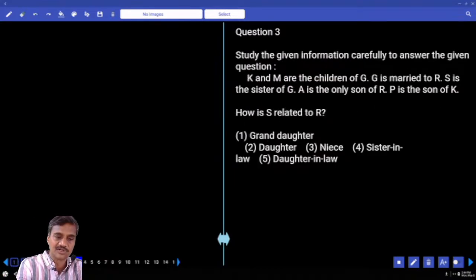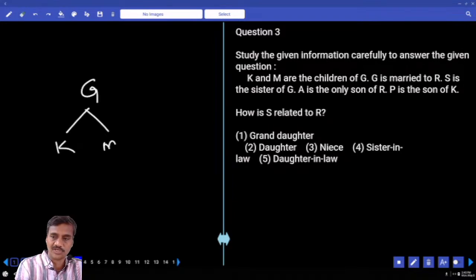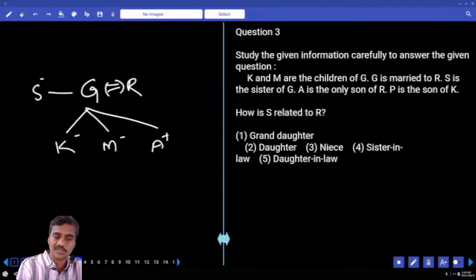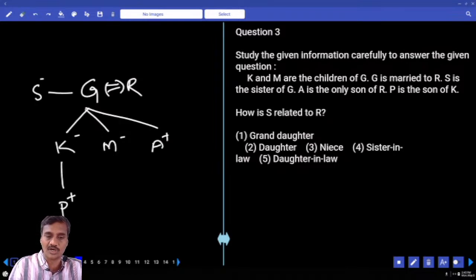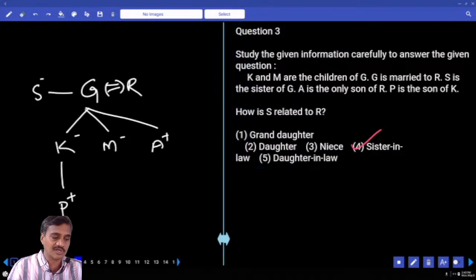K and M are the children of G. G is here. K and M are the children. G is married to R. And S is the sister of G. S is the sister. A is the only son of R. Now this A is the son of R, only son. The remaining 2 persons are the daughters. P is the son of K. How is S related to R? R's spouse's sister. Spouse's sister, sister-in-law, choice 4.